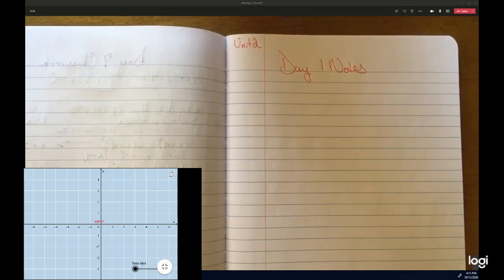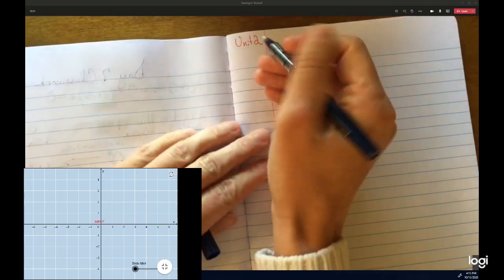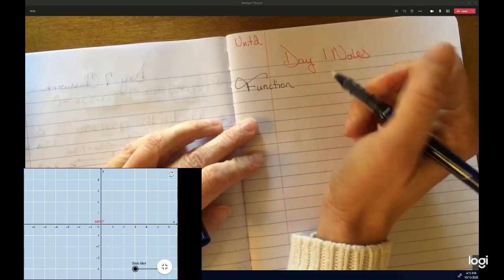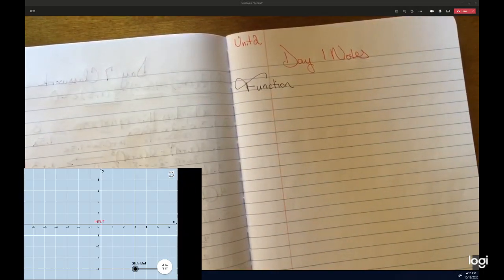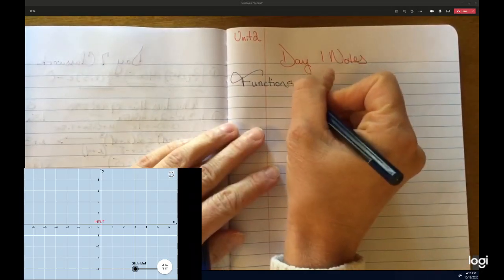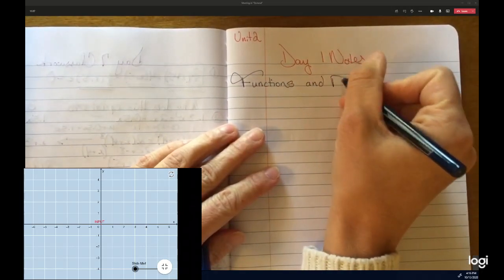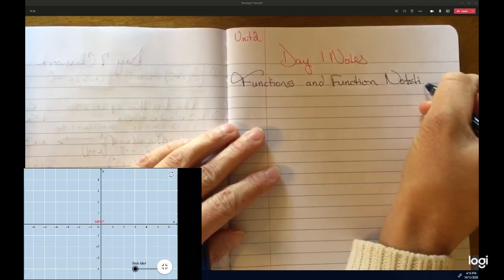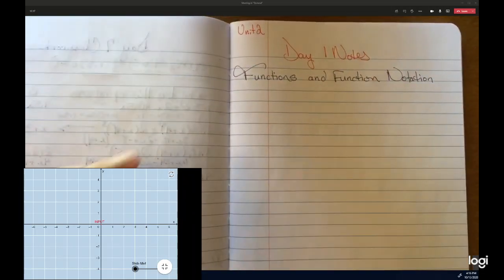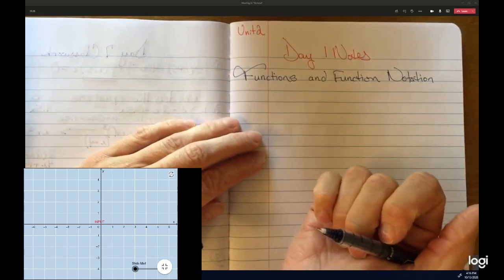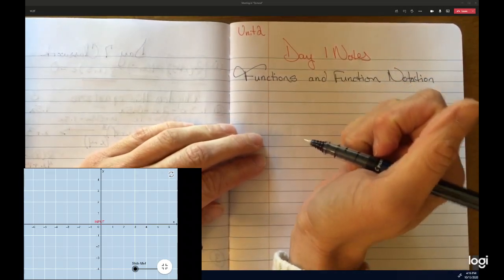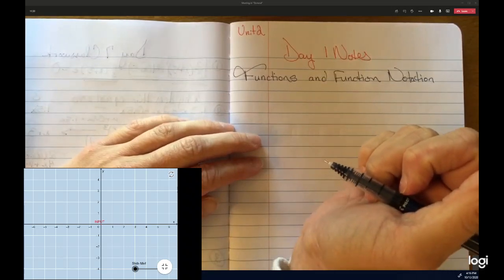All right, what we have in this unit is what's called function notation. Functions and function notation. First of all, what is a function? Okay. A function is, by definition, a relationship that for every one input, there is one output.